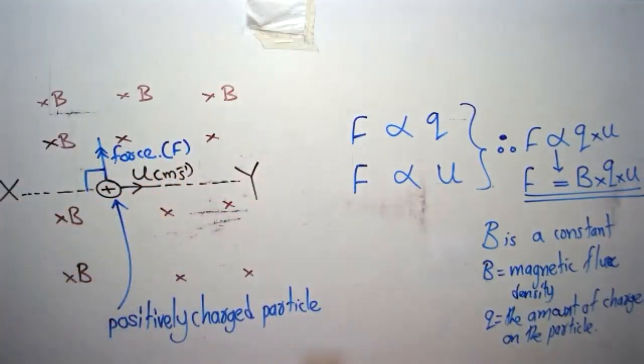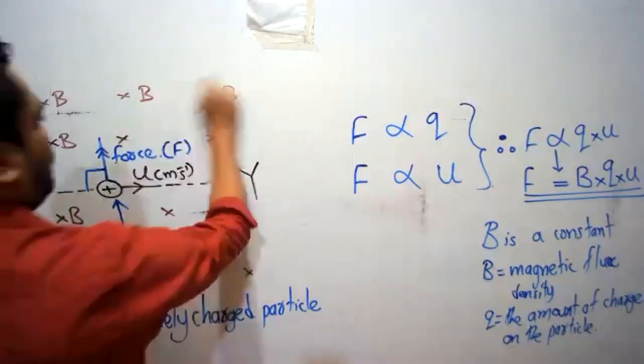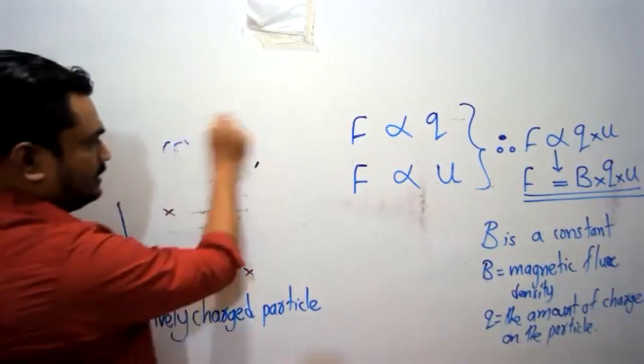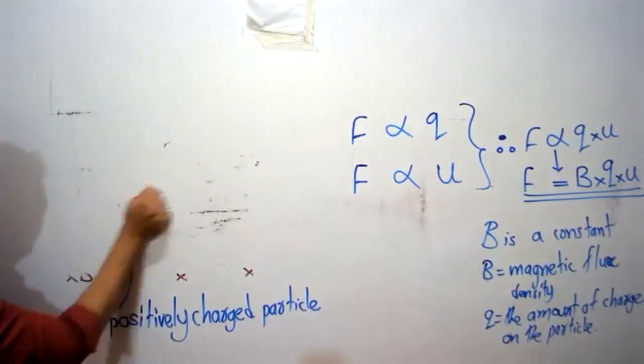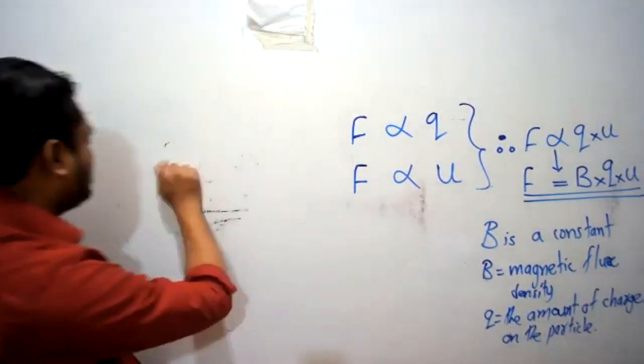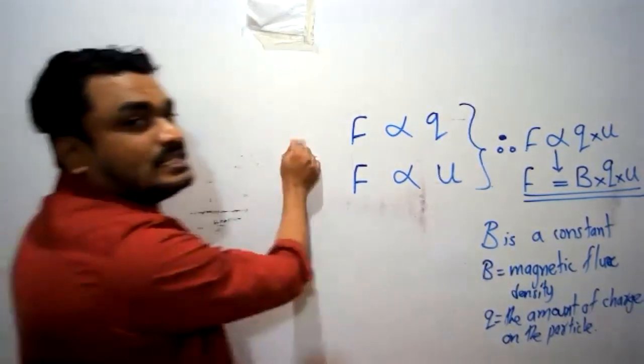Try again. What is drift velocity, dear? It is the average velocity of an electron when a charged particle is moved due to the influence of an electric current.